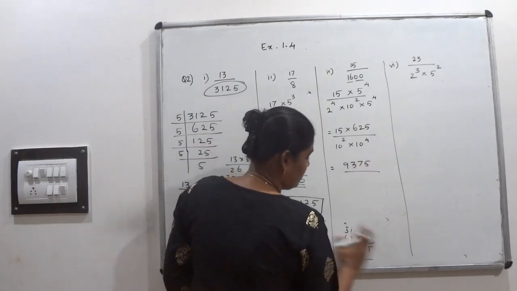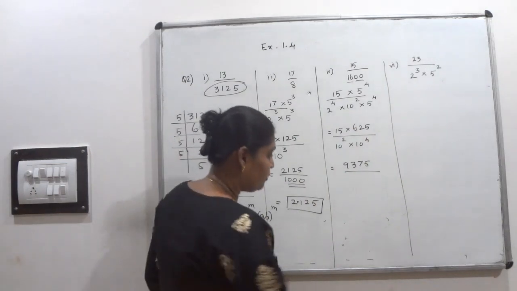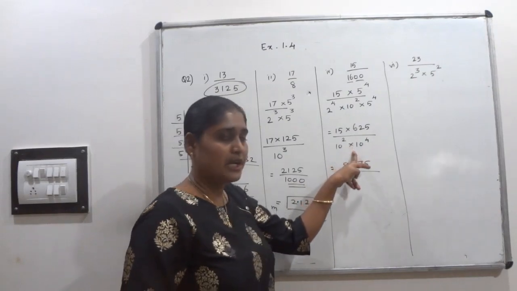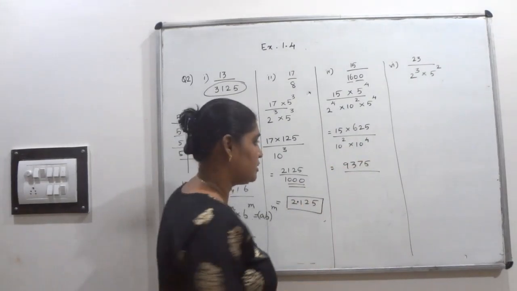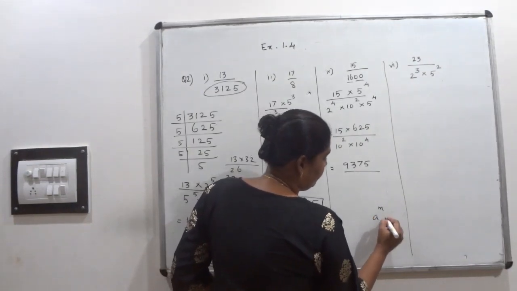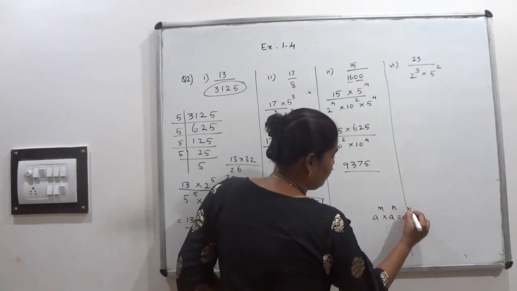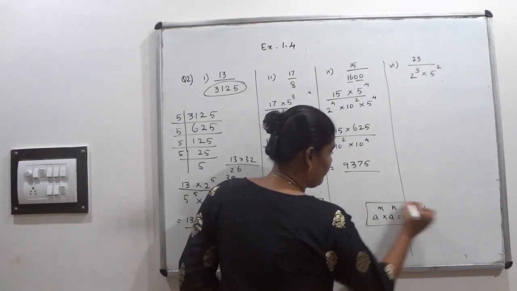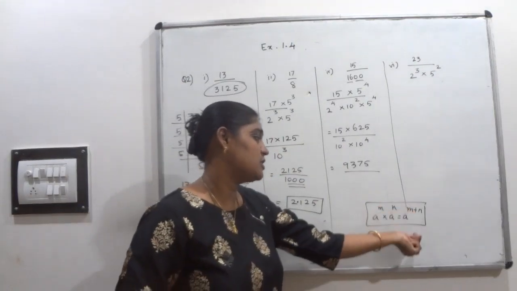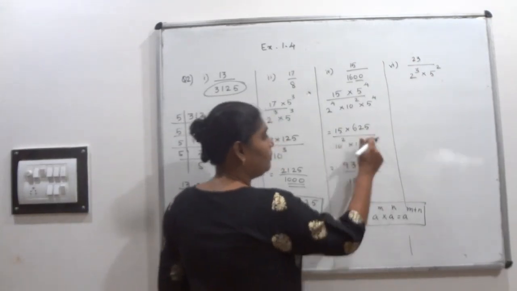Now you check here, 10 power 2 into 10 power 4. You know that identity: when the bases are the same and they are in multiplication, then I have to add the powers, that is a power m into a power n, which is equal to a power m plus n. We have seen this identity, the rules of exponents. So 10 power, what will be there? 2 plus 4, that is 6.